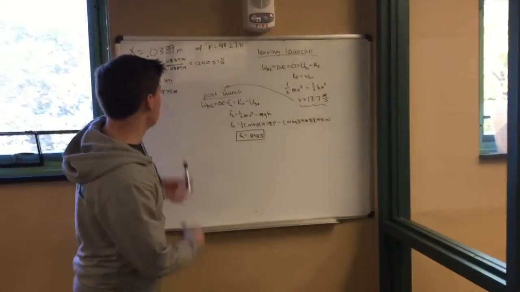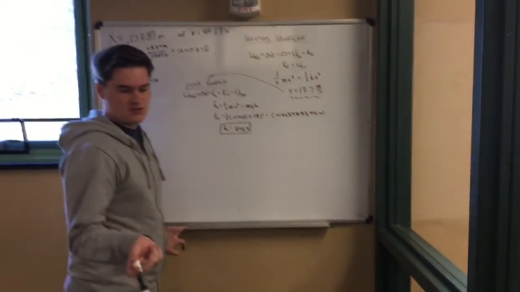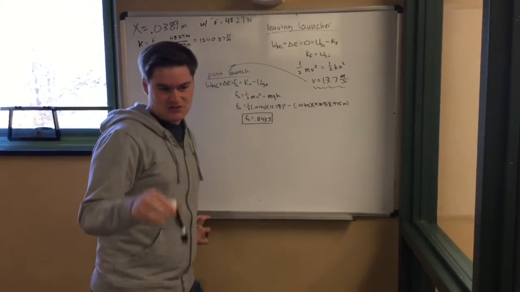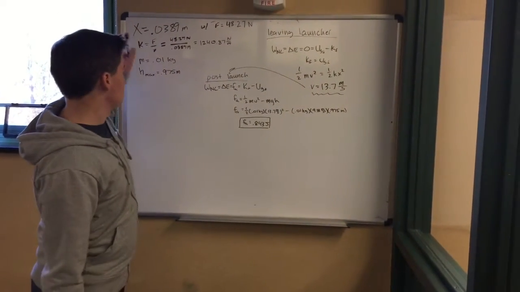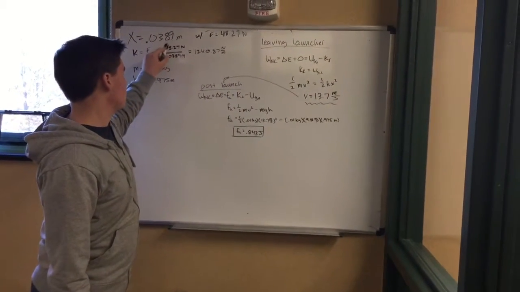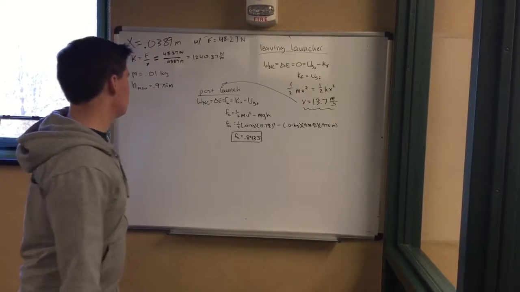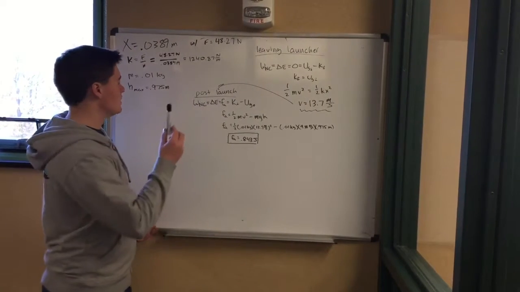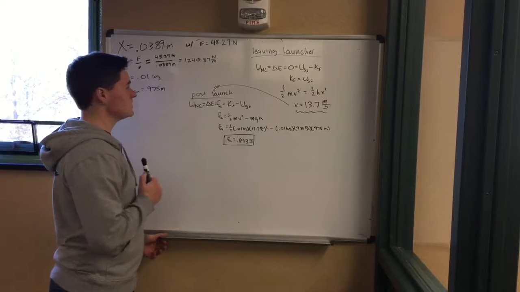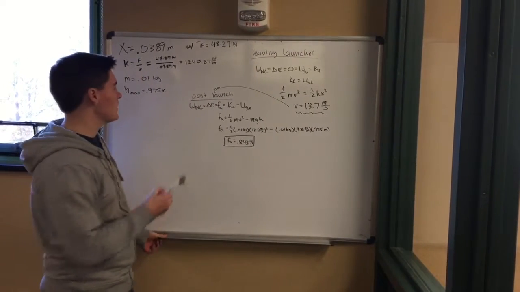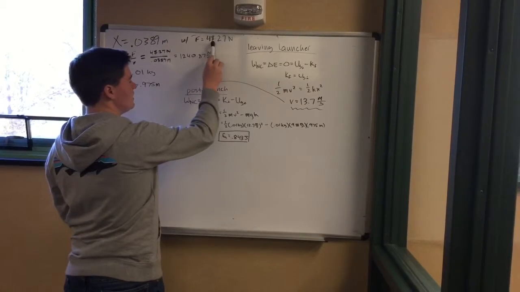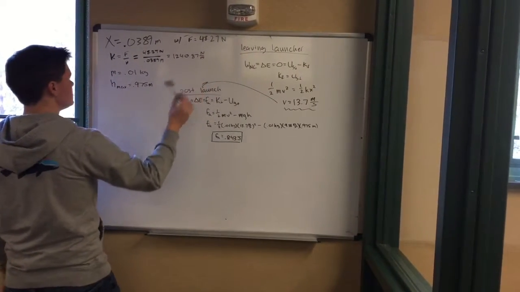Alright, so for our launch, what we started out with is you push the ball down in the launcher and then pull it out and it launches up. So we measured the distance that we had to push it down as 0.0389 meters, and we used a force sensor to calculate the maximum amount of force you need to apply to get the spring to move that far down, and we calculated that out to be 48.27 newtons.